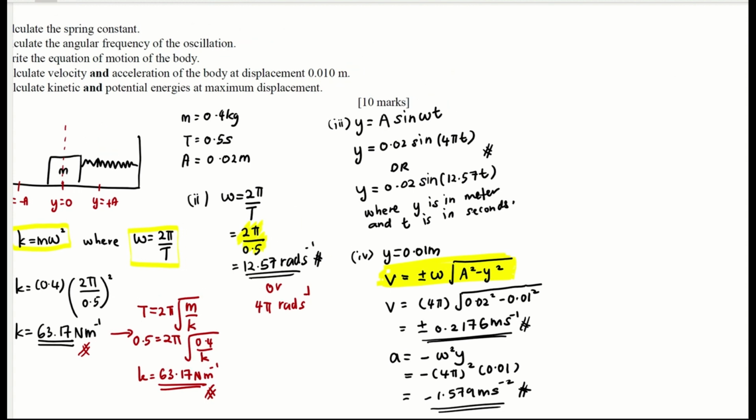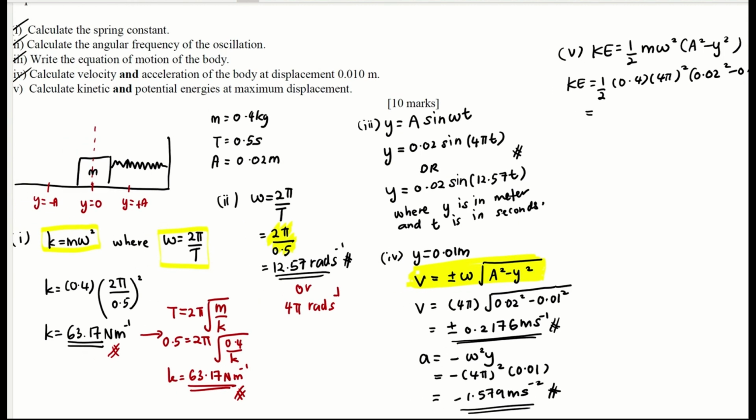Very easy, we can just use the equation, okay, of the kinetic energy, which is equal to half m omega squared, alright, (a squared minus y squared). Okay, so you masukkan sajalah nilainya. Kinetic energy is equal to half, and then the mass is 0.4, omega 4 pi squared, a squared 0.02 squared minus 0.01 squared. Okay. So press your calculator carefully. So finally the kinetic energy. Berapa dapat tu kinetic energy?